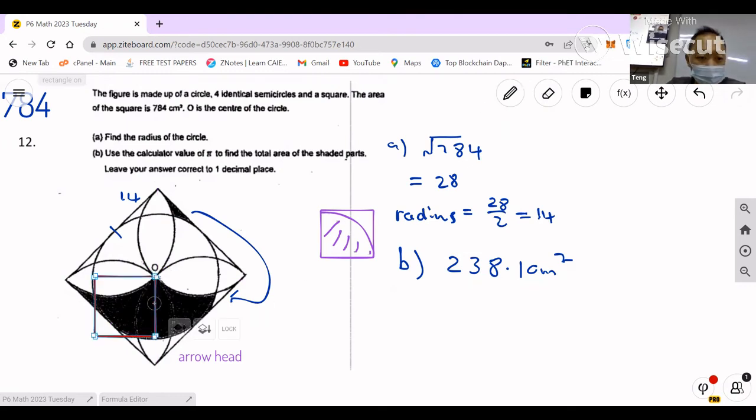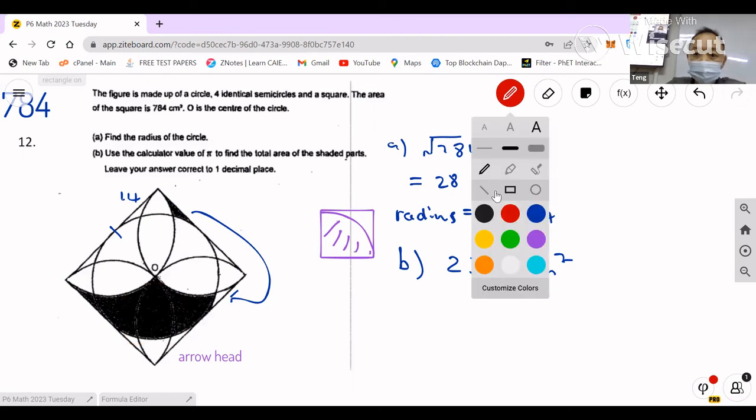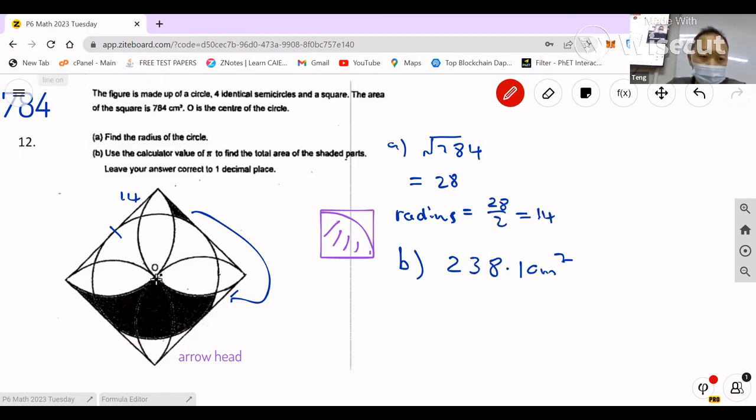Hopefully I can drag it. Oh no, I can't rotate. Okay, let me draw it out. Where is the square? The square is here. Can you see a square here? And this part, the unshaded part, is called the arrowhead. So to find that, we take the square minus the semicircle. In part A, we already found the radius is 14, which means this is 14. So here is 14.